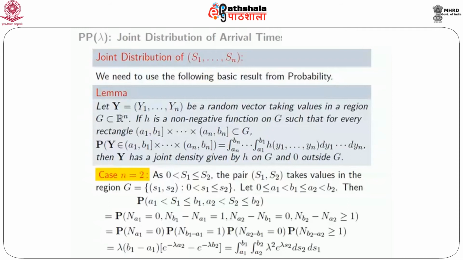So now let's get to our original question of finding the joint distribution of S1, S2, ..., Sn. Let's do the case n equal to 2, just for the sake of simplicity. So I look at only S1, S2 and I want to find the joint distribution of the pair. By definition S1 is less than or equal to S2, so the pair takes values in this region G, namely the set of points (s1, s2) where s1 is greater than 0 and s1 is less than or equal to s2. Now I'm going to apply that lemma. Take any rectangle which lies in this region, so I am taking a1, b1, a2, b2 in that order. Any such rectangle (a1, b1] cross (a2, b2] will lie in that region.